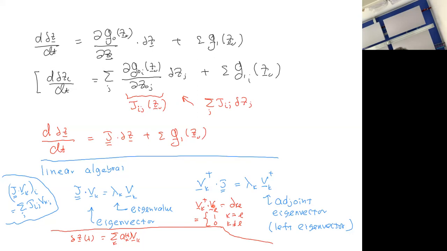And what we can do, let's write this a little more neatly because it's so important, is to write delta z as the sum on k of ak of t vk. So we're just expressing delta z in terms of a different basis. We haven't done anything; you can always do that. You can always write delta z as a sum of other vectors. Why not?